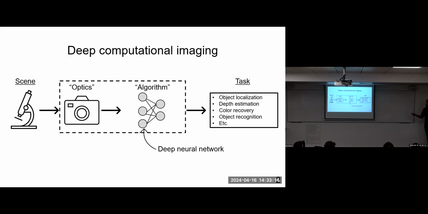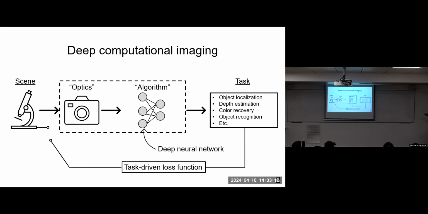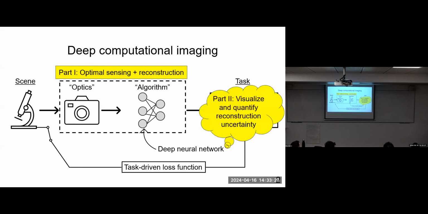So in the first part, I will talk about how, with a task-driven reconstruction loss, we can optimize the sensing and the reconstruction algorithm jointly, end-to-end. This will be part 1. And in part 2, I will also tell you how we can visualize and quantify uncertainty using deep learning. In both parts, I will focus mainly on bioimaging applications, but the second part actually applies also to any different type of images, as I will show you later.